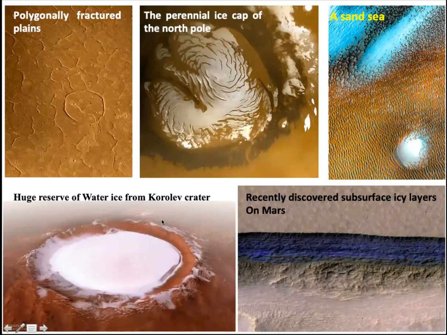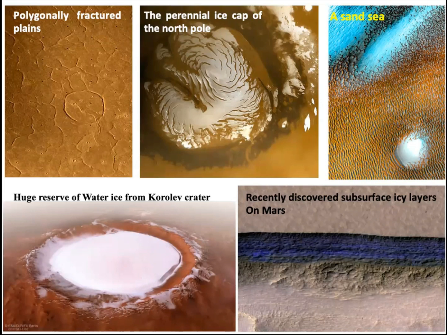Okay, and this is one crater on Mars, Korolev crater. Recently scientists have identified water ice from here. You can notice that huge deposits of water ice are there. And this is a subsurface image, a synthetic aperture radar image. Here you can notice that subsurface icy layers are there. So towards the Noachian and Hesperian, you have noticed that a huge volume of water was there. Okay, and where has that water gone?